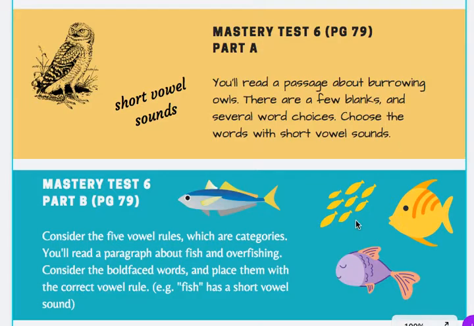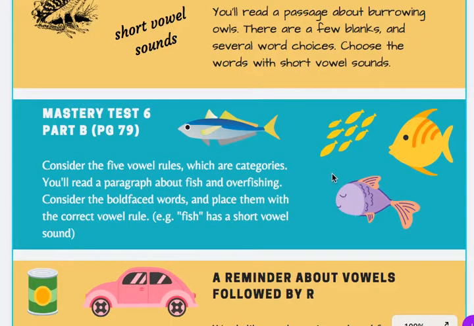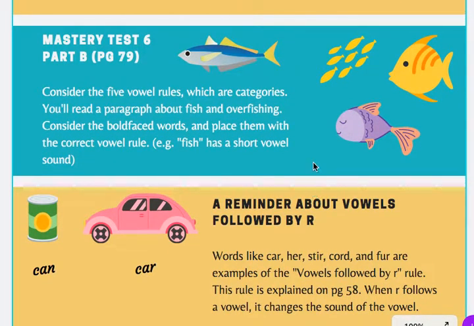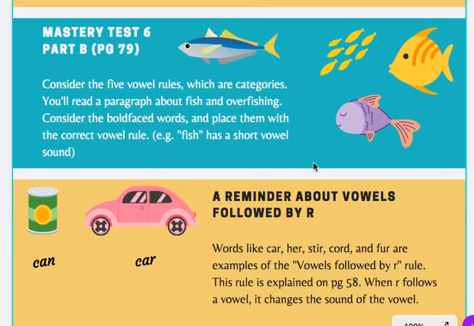And then Mastery Test 6 Part B, that's also on page 79 in the book. And again, we went over this last time on our Collaborate session. Consider the 5 vowel rules. So you'll see that they've created 5 categories. There's a paragraph that's about fishing and overfishing in different parts of the world. And then they've got a bunch of words that they've put in boldface.